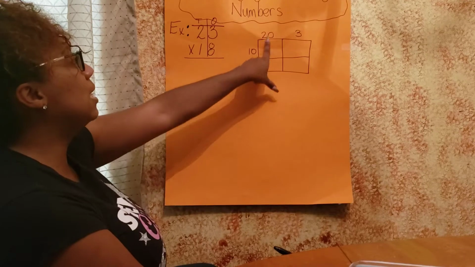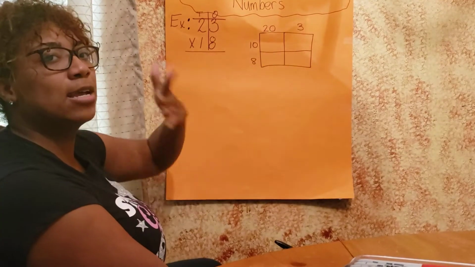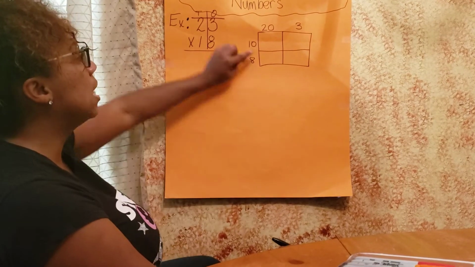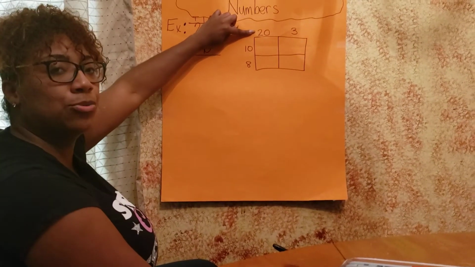So I'm going 10 times 20. I try to break it down for my kids so they understand how we multiply by zeros. I would do 1 times 2, which is 2.